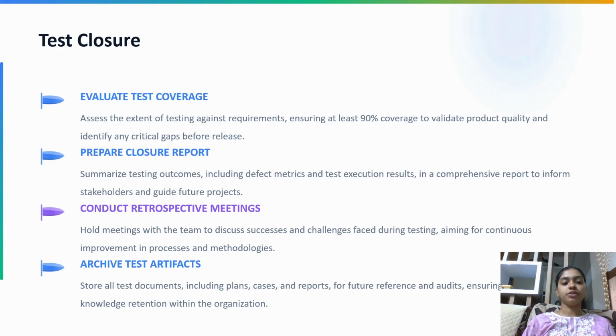Prepare closure report. Summarize testing outcomes, including defect metrics and test execution results, in a comprehensive report to inform stakeholders and guide future projects. Conduct retrospective meetings. Hold meetings with the team to discuss successes and challenges faced during testing, aiming for continuous improvement in processes and methodologies. Archive test artifacts. Store all test documents, including plans, cases, and reports, for future reference and audits, ensuring knowledge retention within the organization.